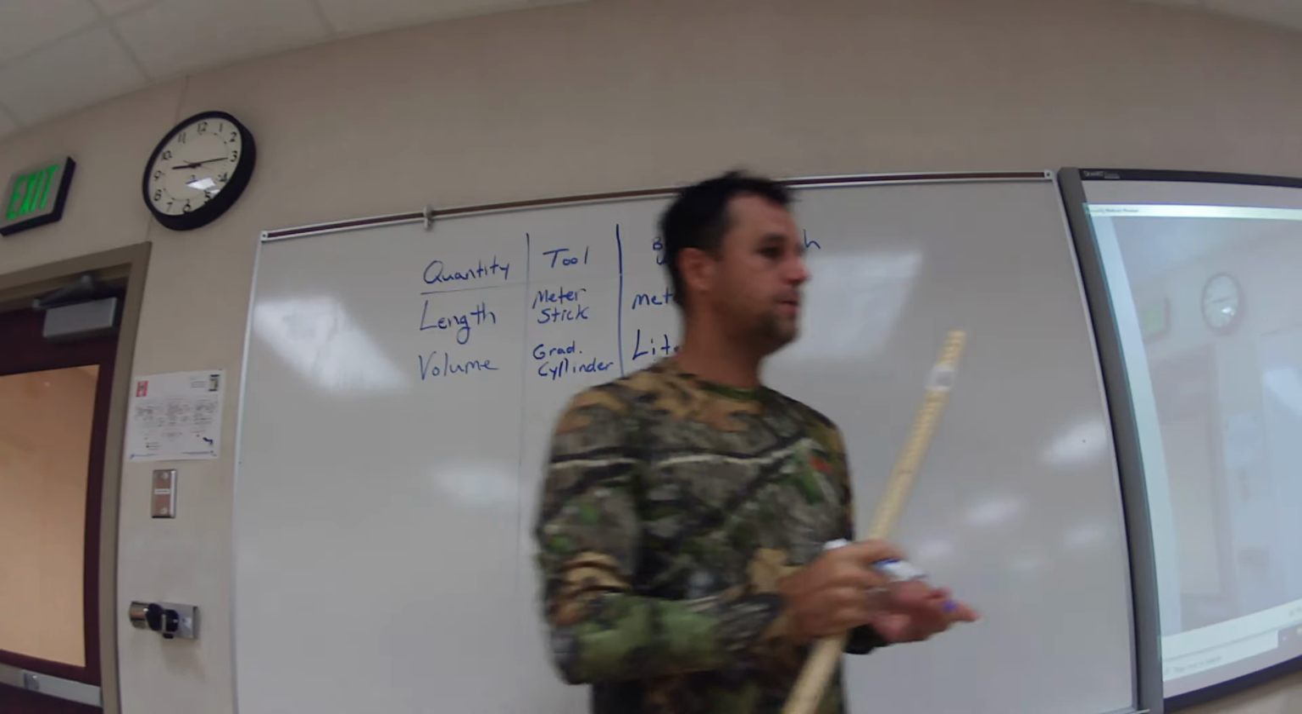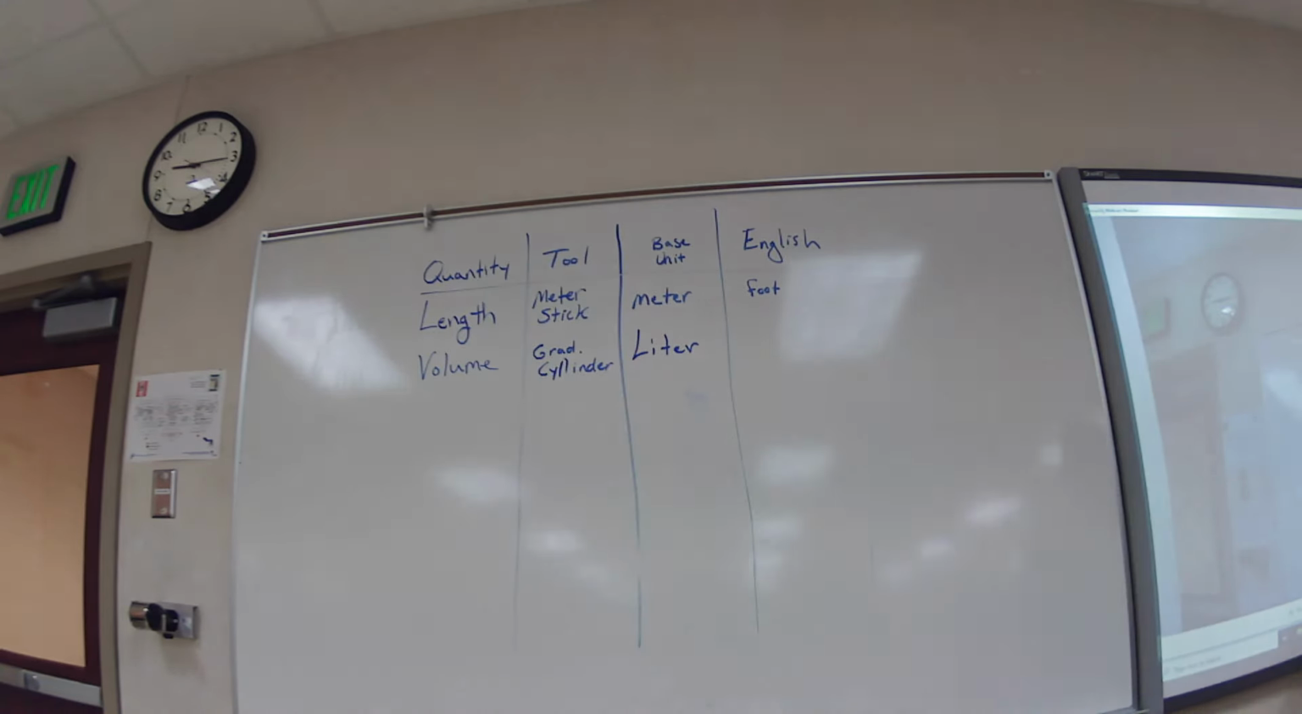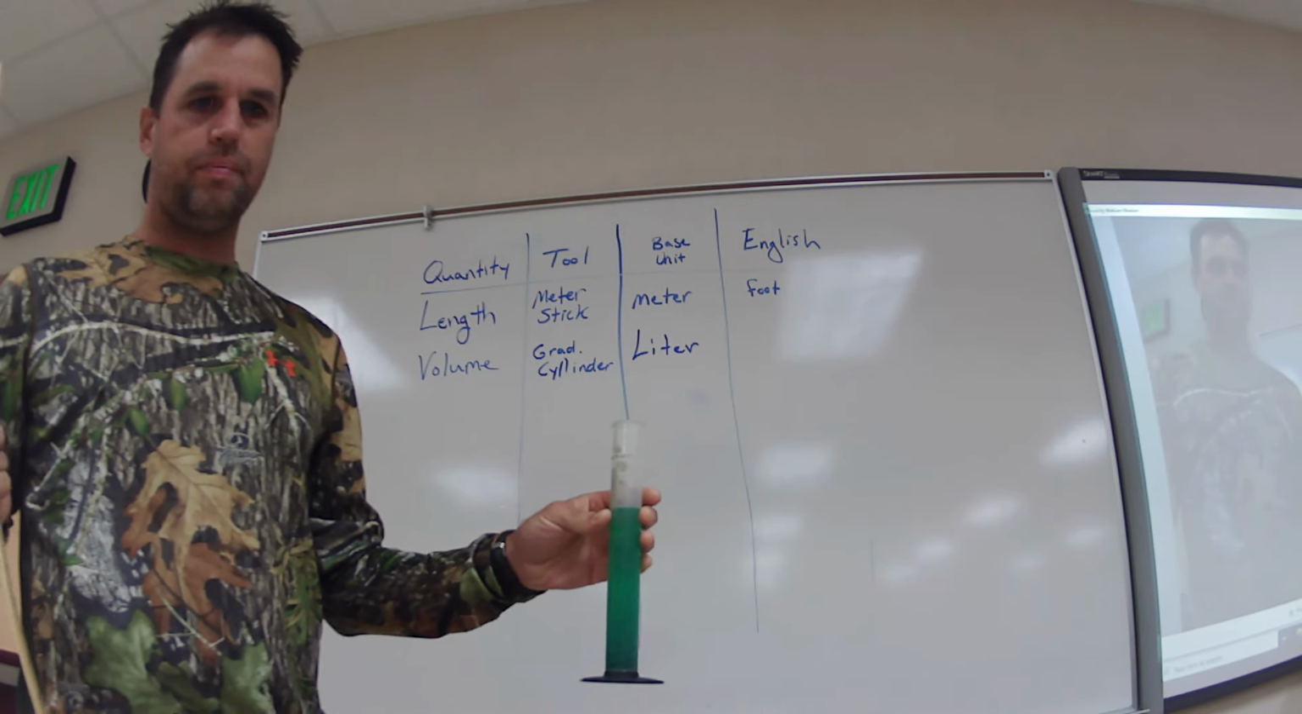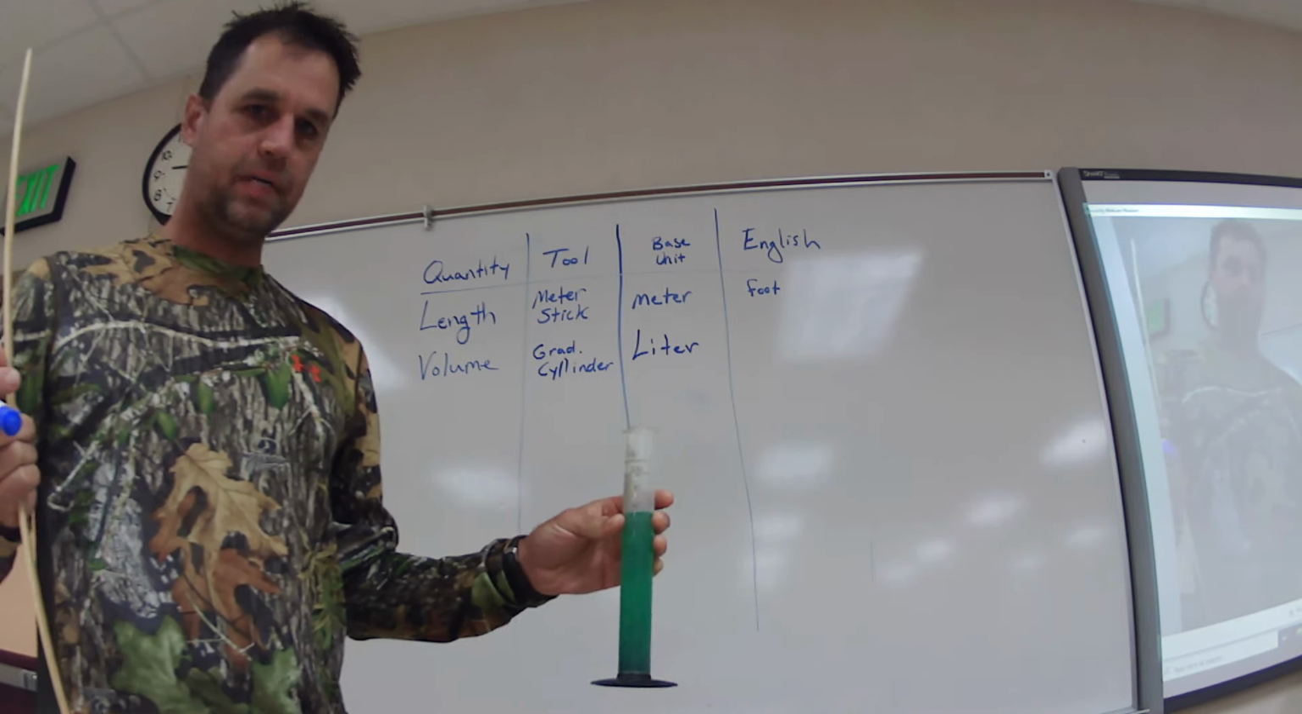So graduated cylinder is this guy right here. A lot of people just call every single piece of science equipment a beaker, but they have names, and the graduated cylinder is the one for measuring volume. A beaker just holds a liquid, but it doesn't have any lines on it to measure. This is graduated, which means it has lines on it to measure.